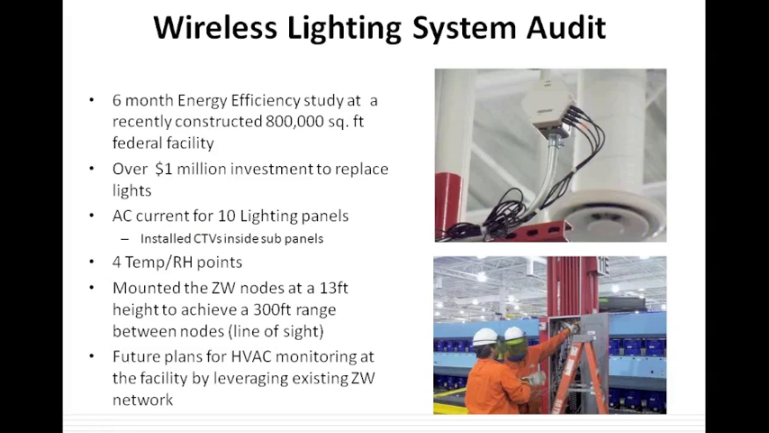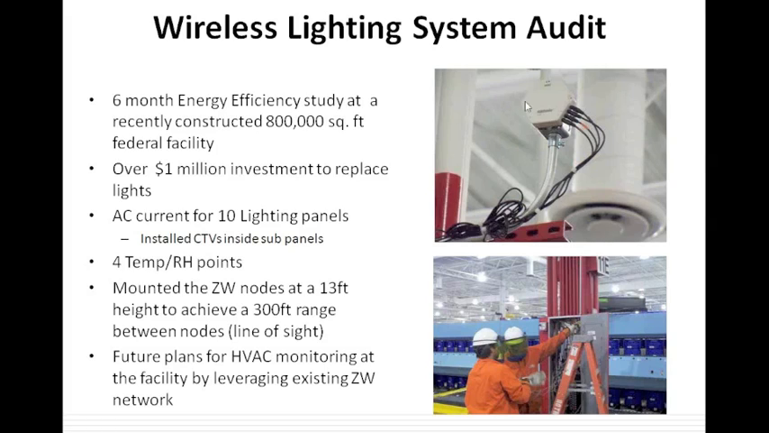They installed CTVs, our current transformers, transducers, inside these sub-panels in order to monitor the energy flow to each of those panels. They also were monitoring for temperature and relative humidity points. As you can see from the lower picture, this is a really large facility with a lot of headroom towards the ceiling. So they mounted the ZW nodes at a 13-foot height, and they were actually able to achieve the 300-foot range between the nodes. Our specification on this system is 300 feet line of sight, but obviously in a building a lot of obstacles can get in your way, so you have to be very conscious of that range.